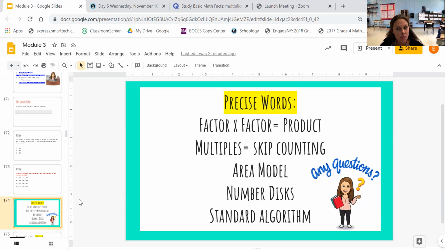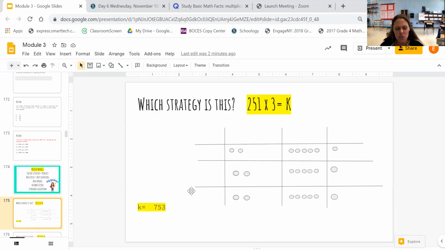So my question for you is, which strategy is this? As you see, I multiplied, and I used a strategy. I want you to come up with, what strategy did I use? Pause your video, think about it, and then check with me in like 5 seconds. All right, friends, this strategy is called the number discs.